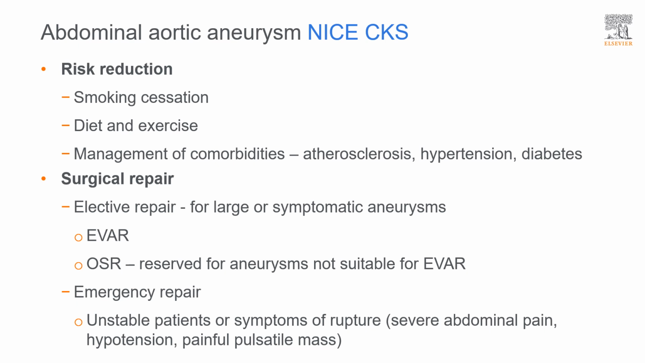Emergency repair is used for unstable patients or those with symptoms of impending or current rupture, including severe abdominal pain, hypotension, and a painful pulsatile mass. And the use of EVAR or open surgical repair will consider hemodynamic stability and surgeon preference.